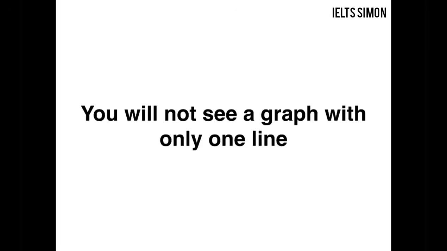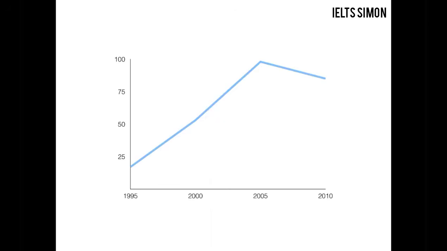One thing you need to know before we start: you will not see a graph with only one line in your IELTS test. A graph like this would be too easy. You will almost definitely see 2, 3, 4 or even 5 lines on the line graph. Usually the most common are graphs with 3 or 4 lines.